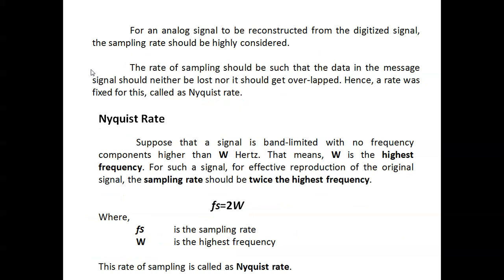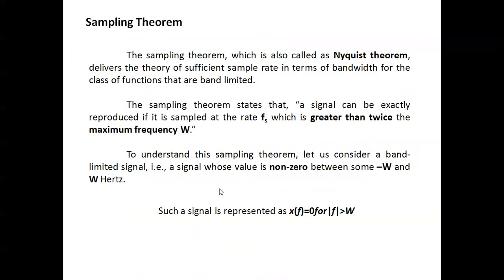What is the Nyquist rate? The formula: with W the highest frequency, the sampling rate Fs is equal to 2W, twice the highest frequency. That is the Nyquist rate. Sampling frequency is Fs and W means the highest frequency. The sampling rate should be twice the highest frequency. This rate of sampling is called the Nyquist rate.